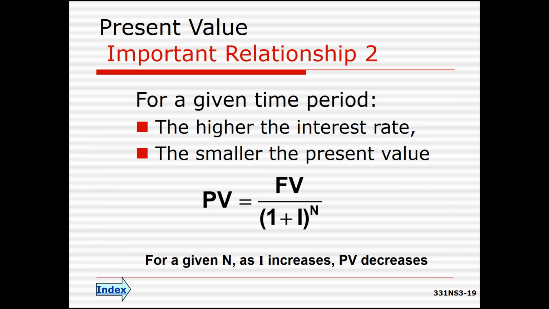For a given time period, the higher the interest rate, the lower the present value, meaning the greater the interest rate, the larger the denominator, the smaller the result. The higher interest rate reflects greater opportunity cost or higher risk about actually receiving the cash flow in the future, making it worth less today. The relationship between present value and IY is indirect. As one increases, the other decreases.